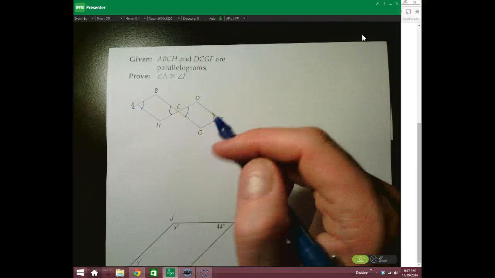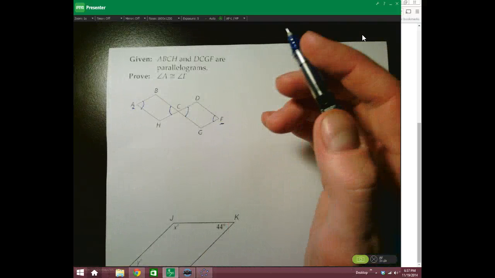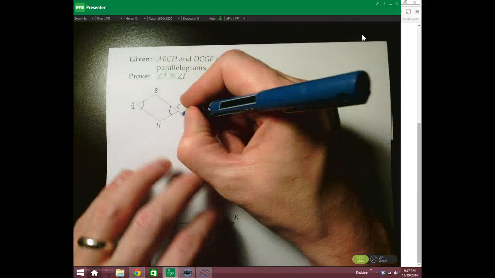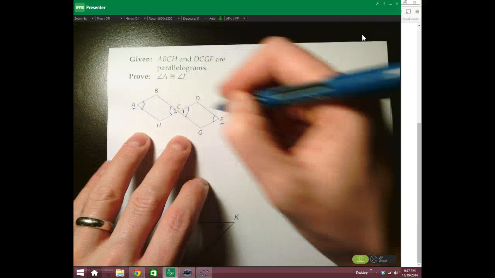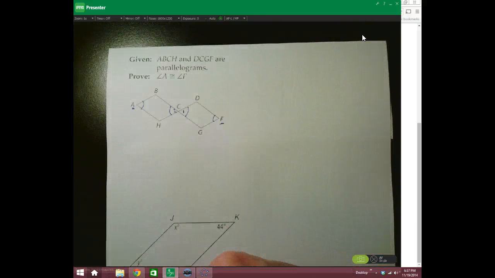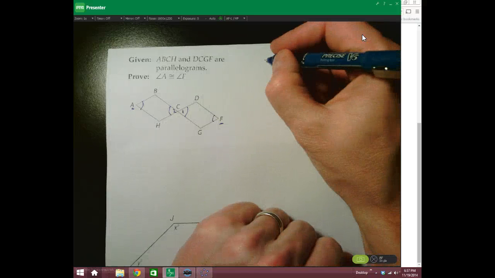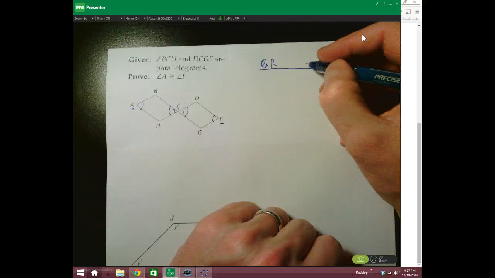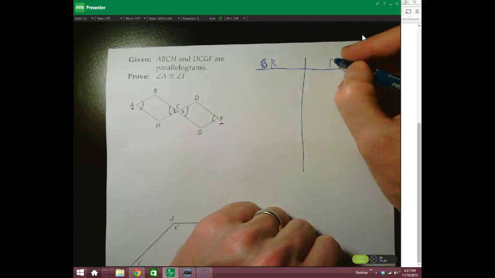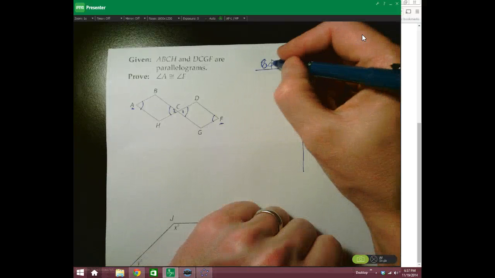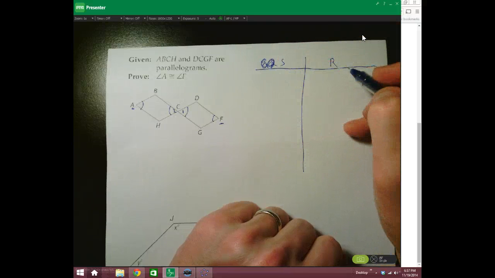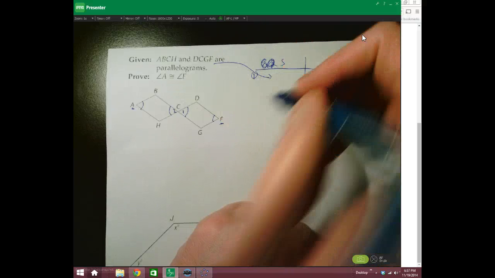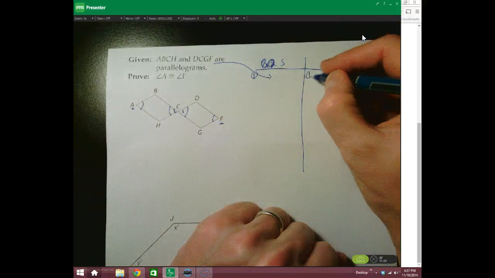Now, this is a little trick that I used in college quite a bit. I got tired of always writing DCG and BCH, so what I would do is just number it. I'd make my own number up. Angle 1 and angle 2. That's okay to do, actually. So now I don't have to worry about getting caught up in all the three-letter names. Statements on one side, reasons on the other. So first of all, given. I'm feeling lazy this evening. Throw it right in there.